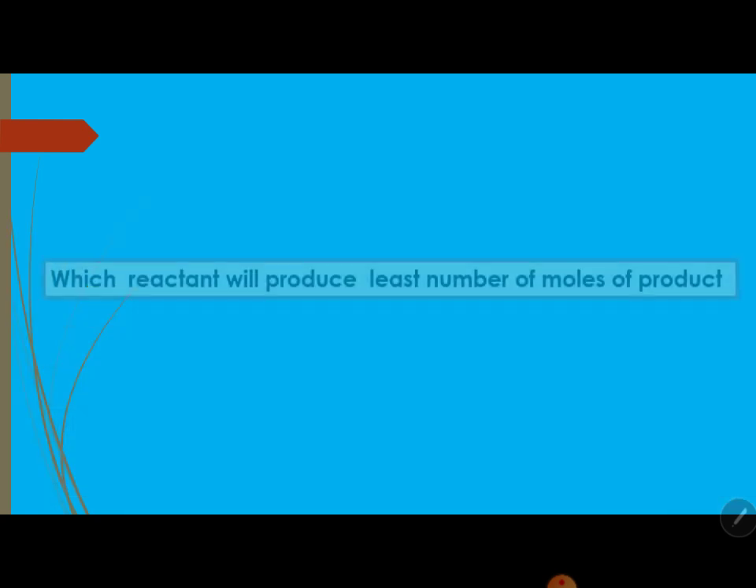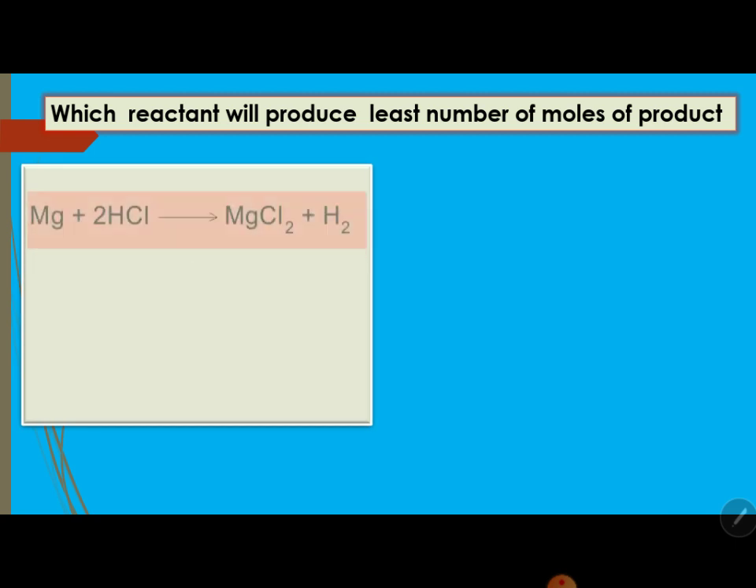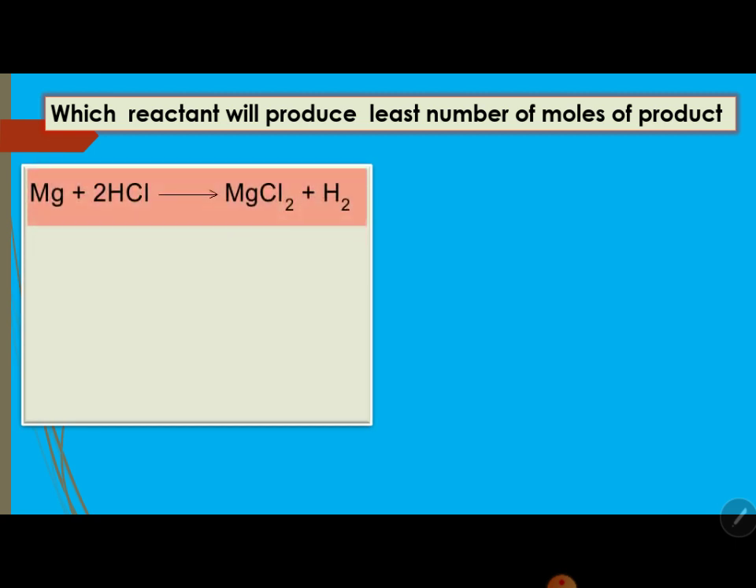Now we will answer the question: which reactant will produce the least number of moles of the product. So we will calculate the number of moles of the product that can be produced by the given quantities of the reactants magnesium and hydrochloric acid. First we will calculate for magnesium. So we will prepare data for the magnesium, and for the product you can choose between the two. I am taking magnesium chloride.